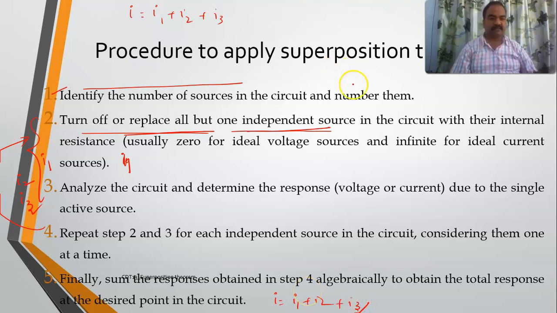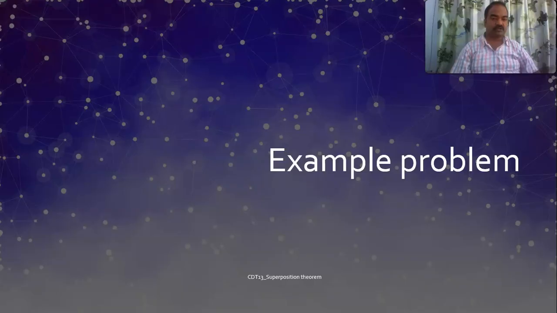Understood? So the first step, identify the number of sources. Next, draw the circuit with the first source only acting. Determine the response. And repeat the same steps again and again. Now, the second source is only acting, response. Third source is only acting, response. Fourth source is only acting, response. And finally, you add all these things, you will get a solution. Understood? So this is the way how we apply the superposition theorem. Now we will solve a problem in the next video, and then we will practice some more problems in the subsequent video lectures. Okay.